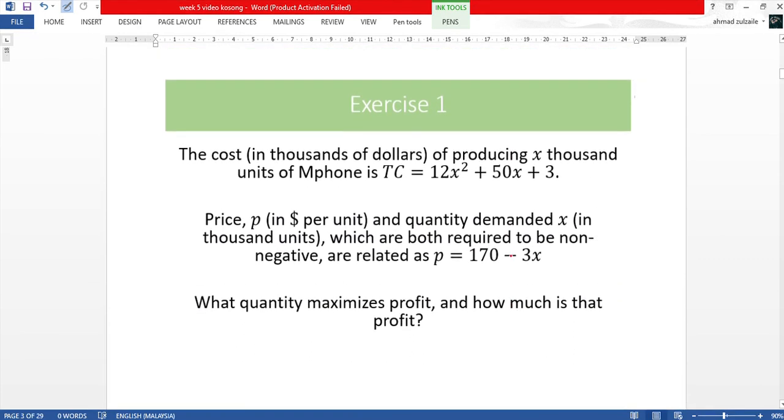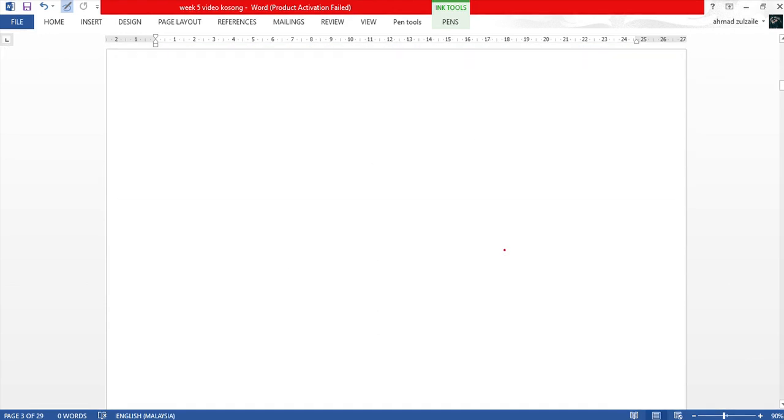The question: the cost in thousands of dollars of producing X thousand units of M phone is TC. TC represents the total cost here, equal to 12x squared plus 50x plus 3. The price, P in dollars per unit, and quantity demanded X in thousands of units, which are both required to be non-negative, are related as P equals 170 minus 3X. So the question: what quantity maximizes profit and how much is that profit? Okay, so in order to solve this question, okay, wait a moment.